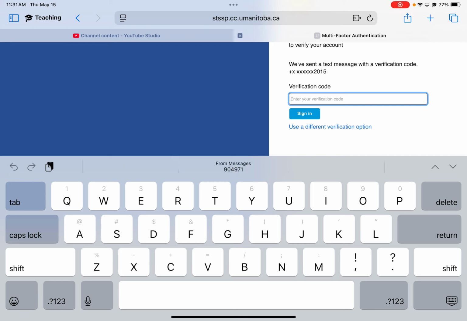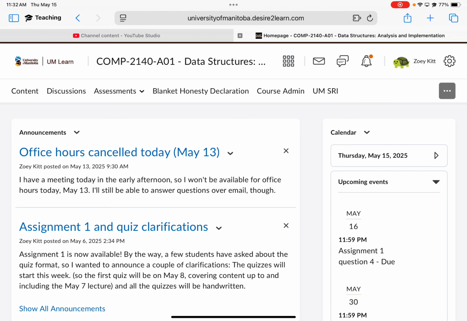There we go. By the way, if you have an Apple device, or if Android and Windows devices working together let you do this, highly recommend using the text message verification, because it lets you just tap to autofill the code from messages. It's nice.